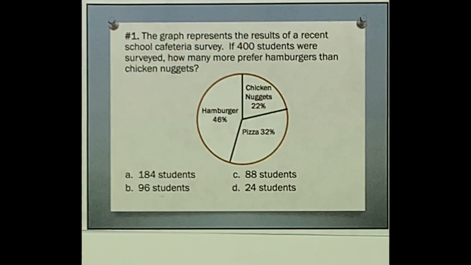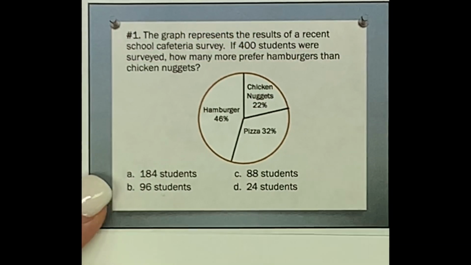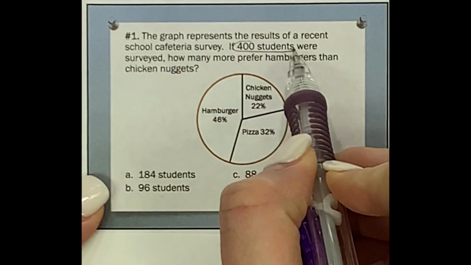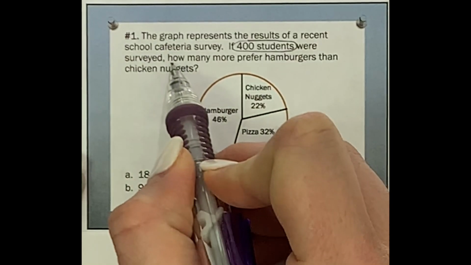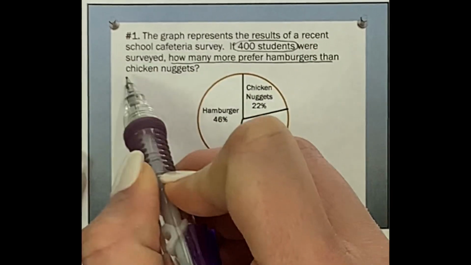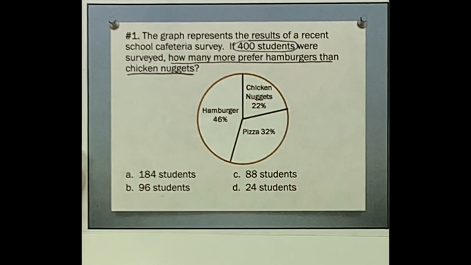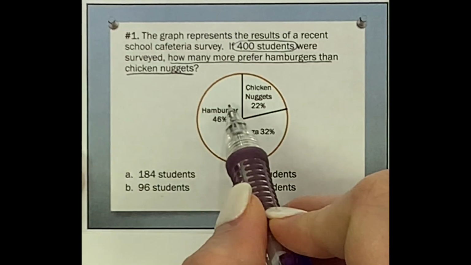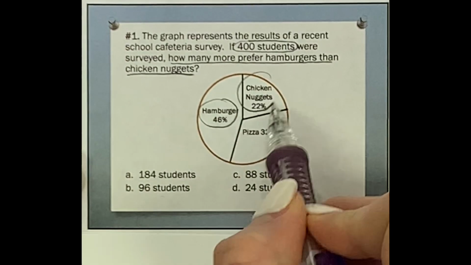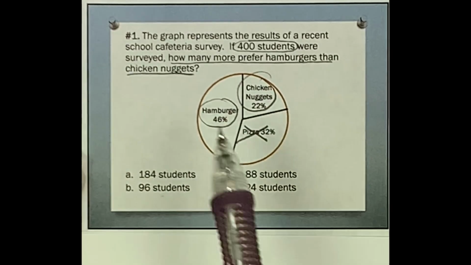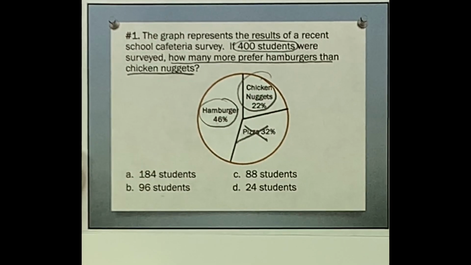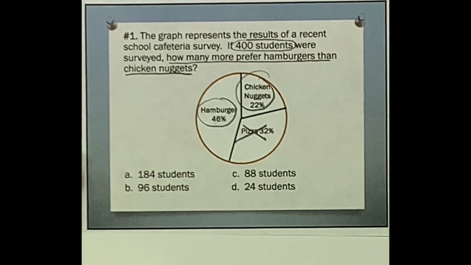Okay, so the problem says that there were 400 total students who were given the survey. And the question says, because remember, you're always supposed to do cubes, how many more prefer hamburgers than chicken nuggets. So I am only focusing on hamburgers and chicken nuggets. And because there are percentages, that means I'm going to do a W hashtag percent.